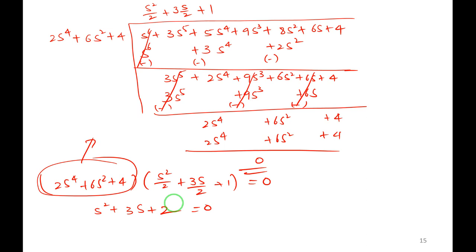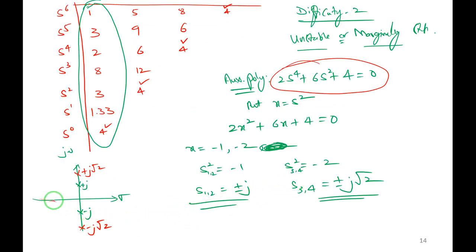So equation 1, degree is 2. So a is 1, b is 3, c is 2. So roots are minus 1 is one root. The next another root is minus 2. You can observe here. Yes, minus 1, minus 2. They are lying in left half of S plane. Means minus 1 is here and minus 2 is here.